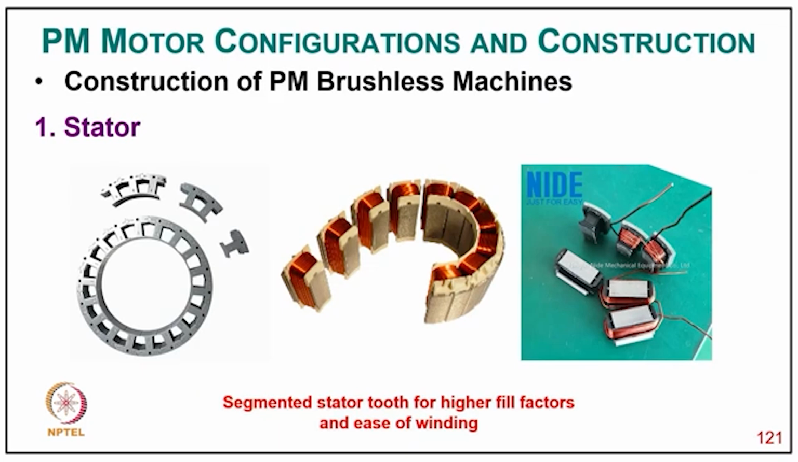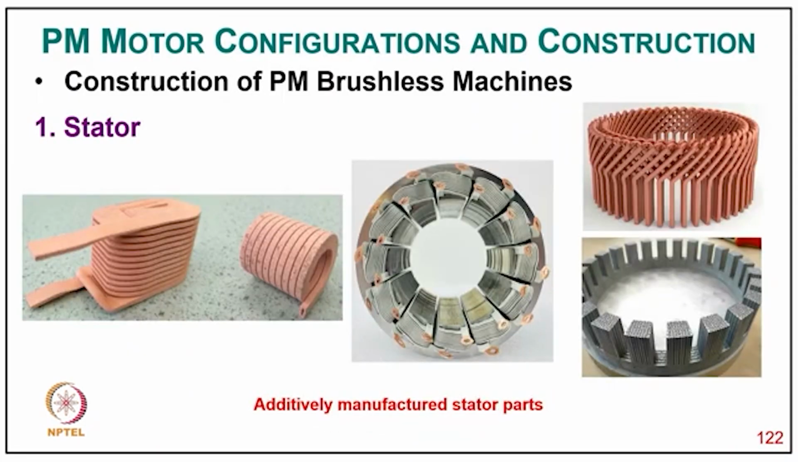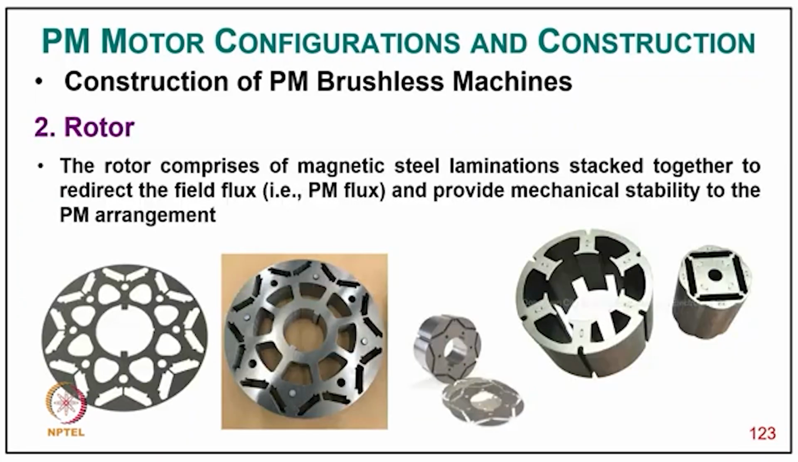Then the typically segmented stator tooth for higher fill factors and ease of winding. Then your additively manufactured stator part, and the rotor. The rotor is comprised of magnetic steel laminations stacked together to redirect field flux, permanent magnet flux, and provide mechanical stability to the permanent magnets. So you can see how the steel portion is there, where the magnets are put into the flux barrier in the different kinds of rotor configuration.